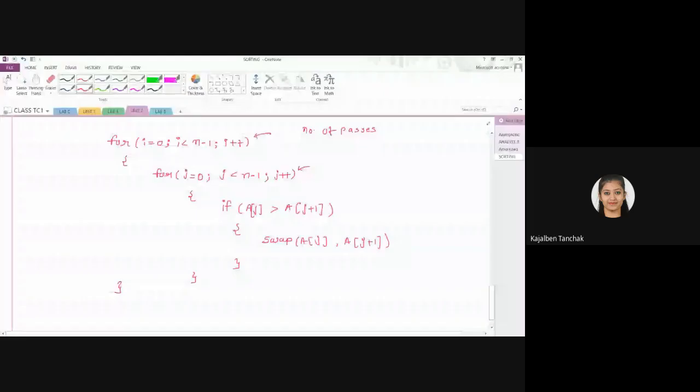Sure, we are doing two things, no? Tell me, do you have any idea why we are using I loop? First loop is used for number of passes. That is correct. First loop is used for number of passes. And the second loop? The second loop depends on number of comparisons. That is correct.